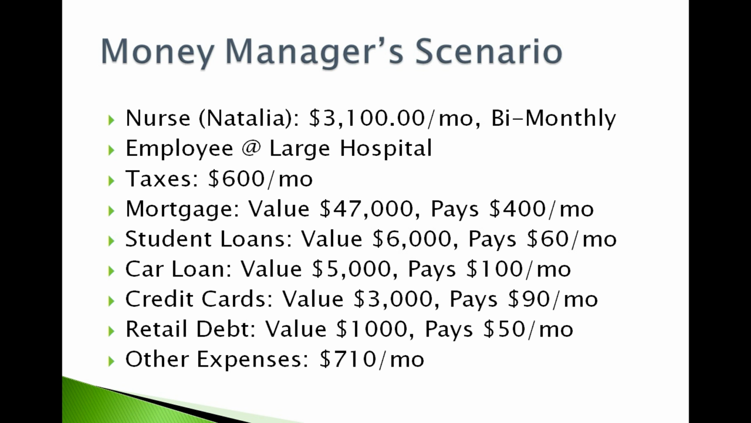Now, we have the nurse making $3,100 per month. She's going to get paid bi-monthly instead of bi-weekly. She's also going to be an employee for a large hospital. We're going to say that her taxes are $600 a month. She has a mortgage of $47,000 and a payment of $400. She has $6,000 in student loan and $60 a month.